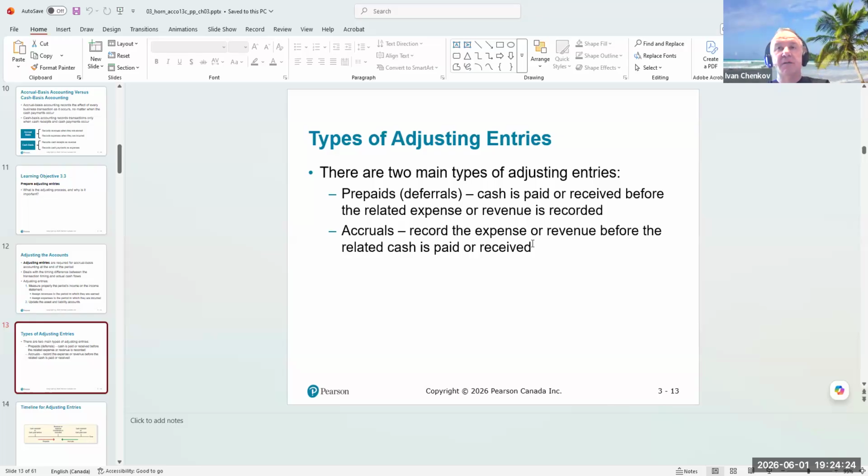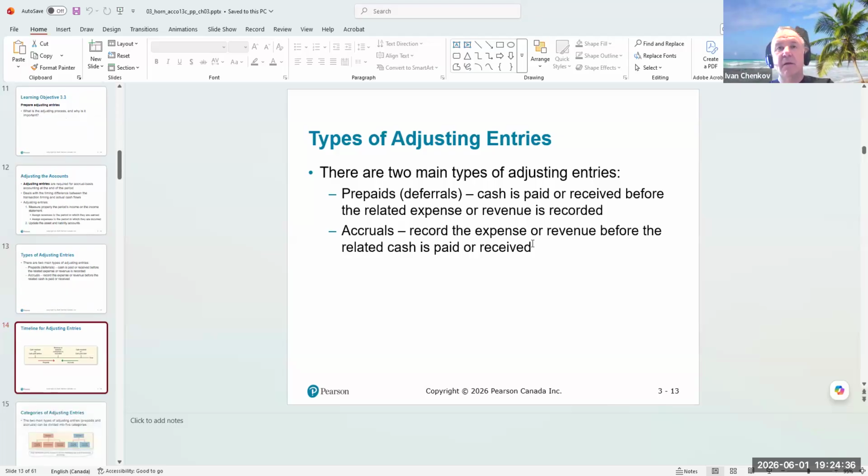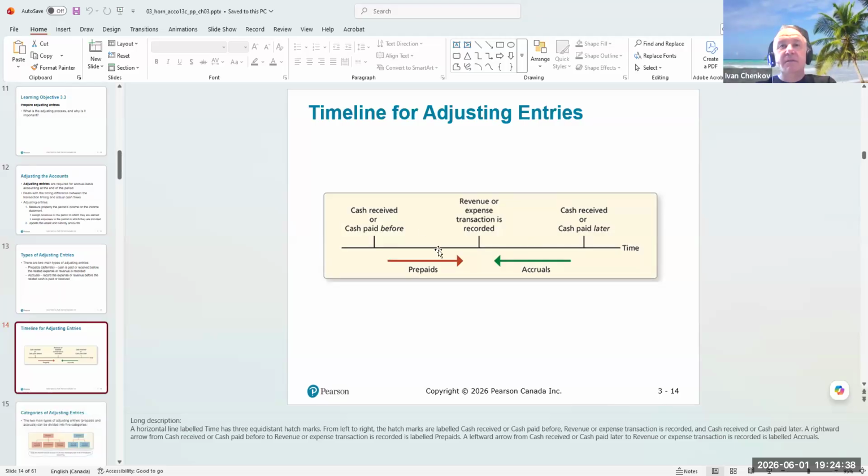Deferral is when the cash has already happened, but revenue and expenses are pushed into the future. Make sense? So for that reason, we have prepaids and accruals on the timeline. Prepaids, we receive the cash, we push the revenue and expenses into the future. On accruals, we recognize the revenue and expenses, but the cash is going to happen in the future.